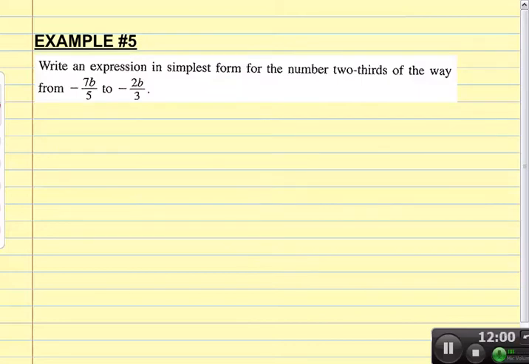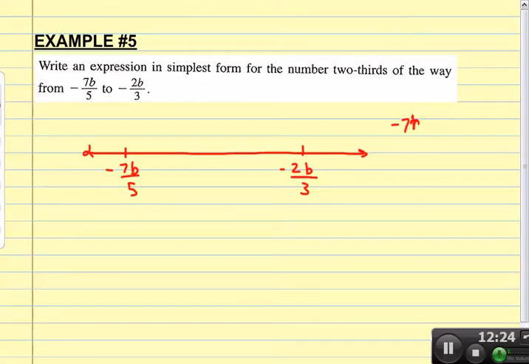Write an expression in simplest form for the number 2/3 of the way from negative 7b over 5 to negative 2b over 3. Okay, well this is the same kind of thing we did earlier, right? Here's our number line. Negative 7b over 5, negative 2b over 3, okay? Now, let's get a common denominator. The common denominator is 15. I multiplied that by 3, so negative 21b over 15. And then I multiply that by 5, so negative 10b.